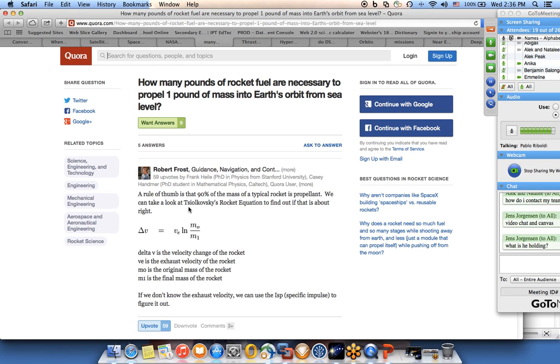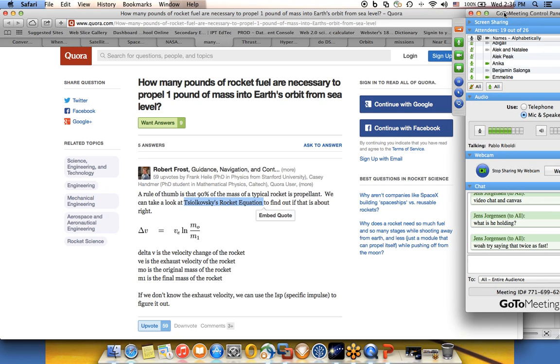This is called the Tsiolkovsky rocket equation. I have no idea how this last name is pronounced, but let's see what it would be. Tsiolkovsky's rocket equation. Wow, that's a mouthful. Try saying that twice. Not saying that 10 times fast.